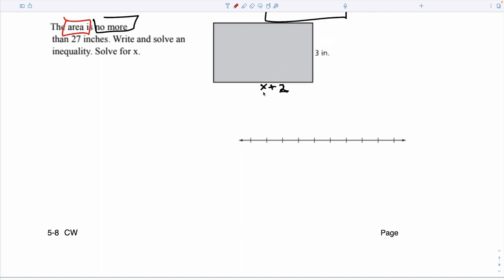Area? Sure, and this is 3 and x plus 2. That looks really funky. Watch how I set this up.